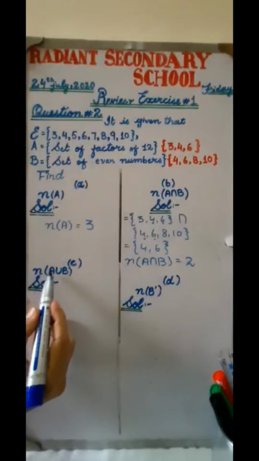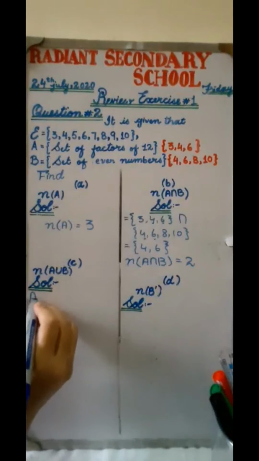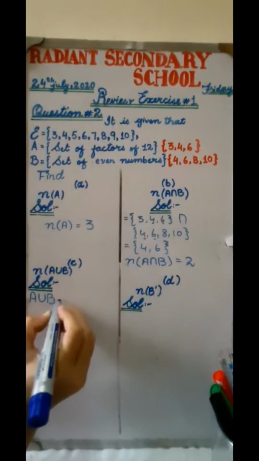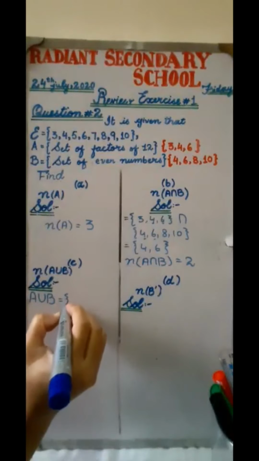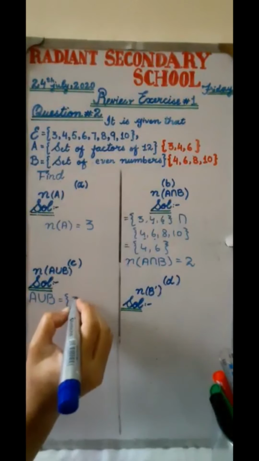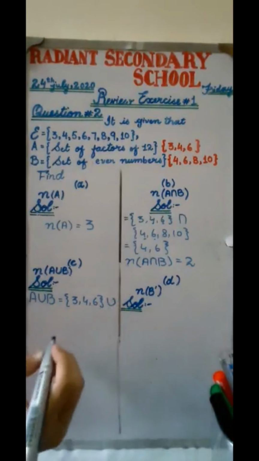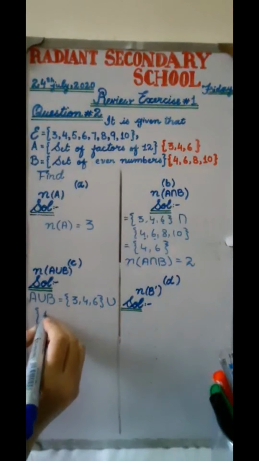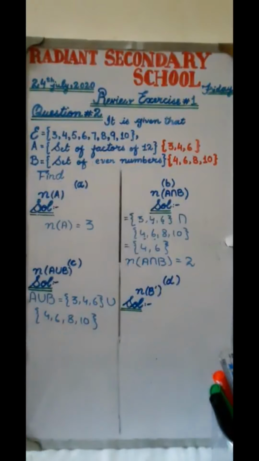Now come on part C. Number of elements in A union B. You have to find A union B first. Now you know very well, you have to write A set first. A set is 3, 4, 6, union B. B set is 4, 6, 8 and 10. Now union, what is union? Union means we have to combine the elements of two sets.